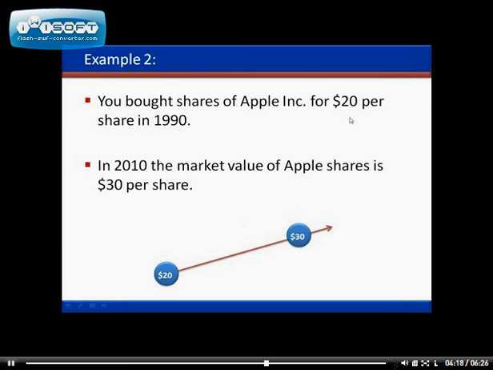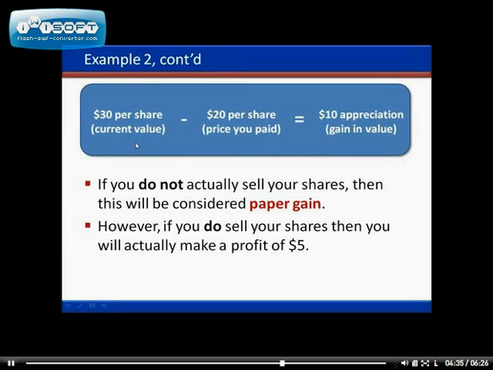Let's say that it was in reverse. You bought shares in Apple Computer for $20 per share in 1990, and then in 2010, the market value of Apple shares is $30 per share. So it's an increase in value. You paid 20 for it, the current value is $30 per share, and it's an appreciation of $10. Once again, if you do not actually sell your shares, then this will just be considered a paper gain. On paper, on your statement, it just shows that you have a gain of $10.